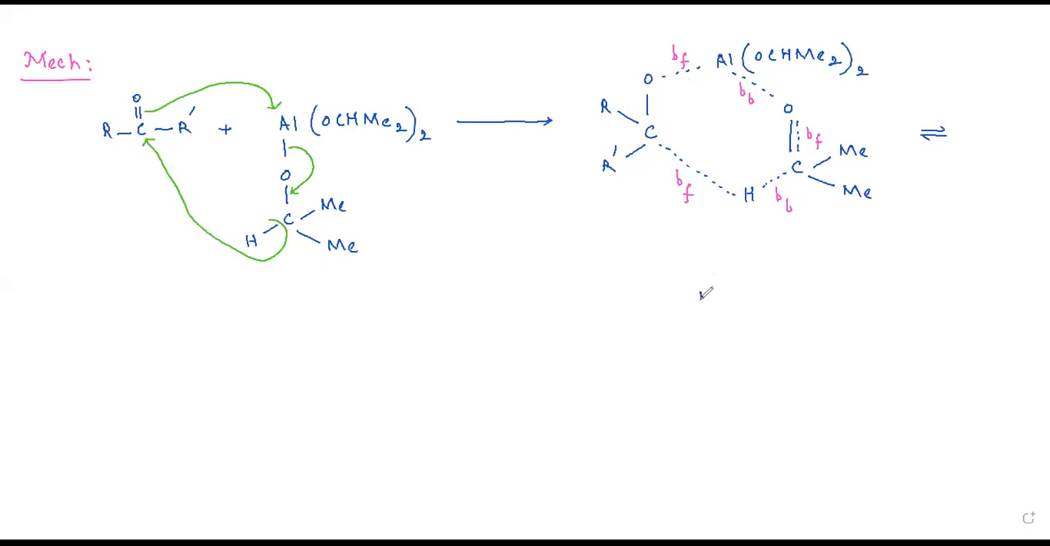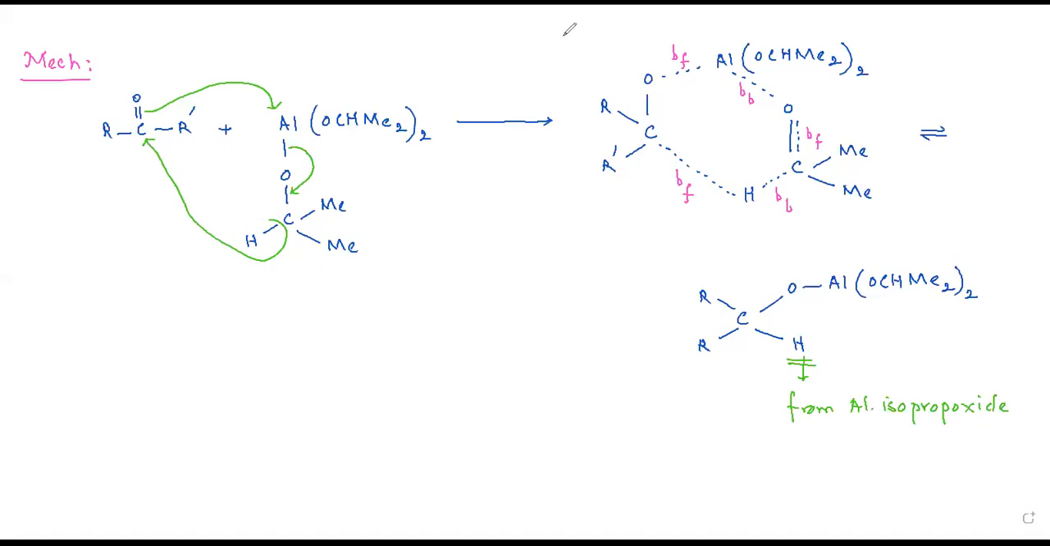To form R, C, then R, O, Al, OCHMe2 taken twice. You got this hydrogen. Now look at this. This hydrogen is from aluminum isopropoxide, right? Very important.